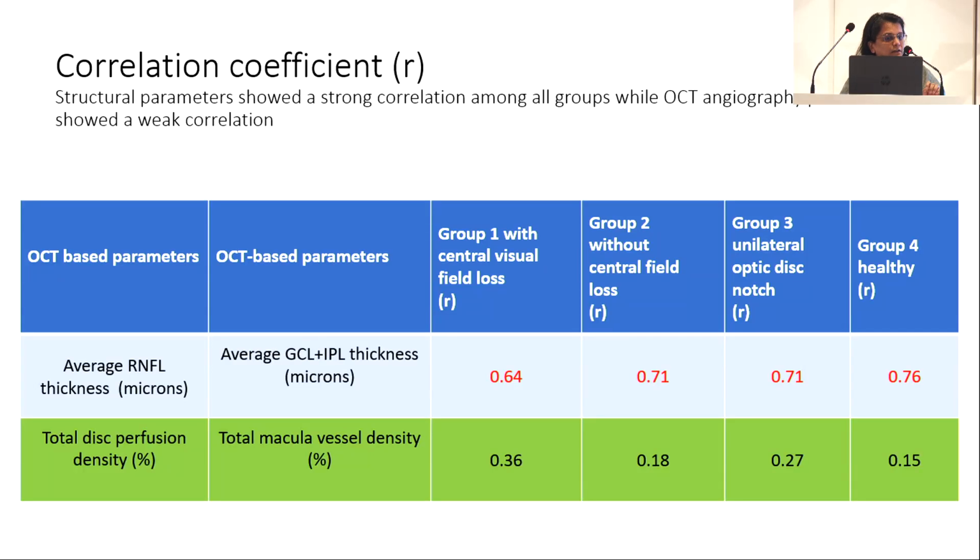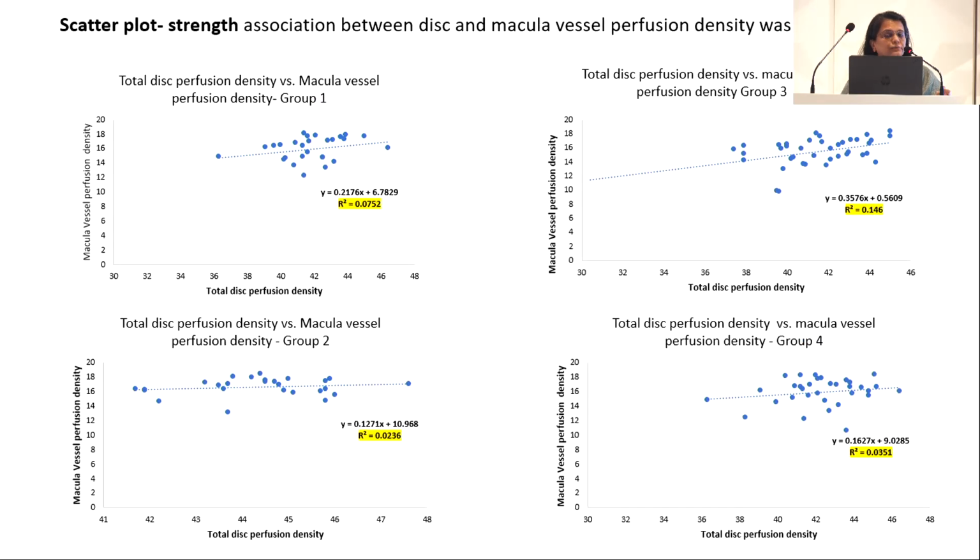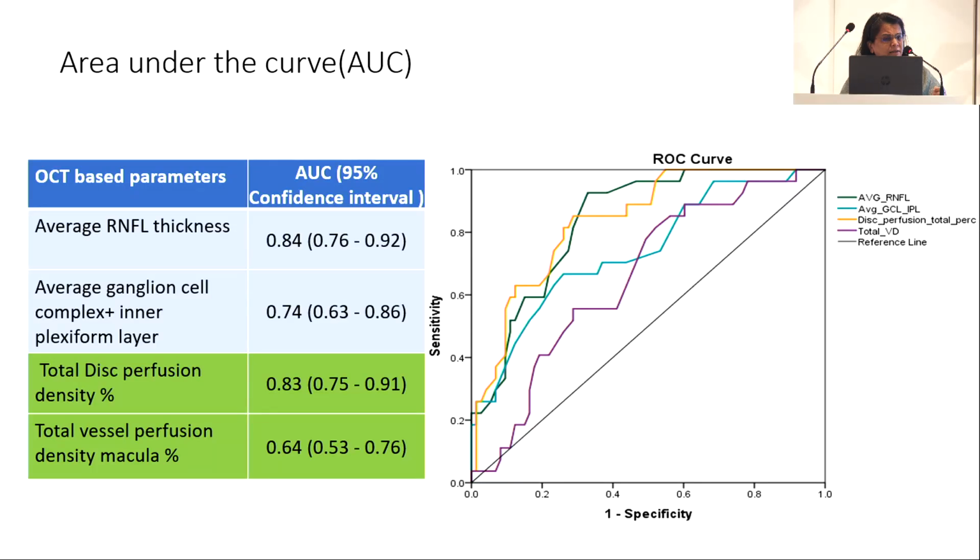When we studied the correlation between the optic disc and macula parameters, the structural parameters showed substantial correlation, while the vascular density parameters showed weak correlation. When we assessed the strength of association, it was better for the structural parameters and weak for the density parameters. The area under the curve was also better for the structural parameters as compared to the angiography based parameters.